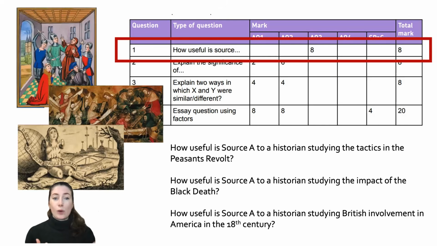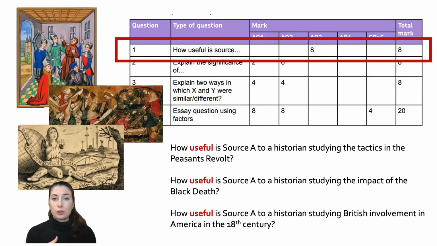So questions will look like this. How useful is source A to a historian studying the tactics in the Peasants' Revolt? How useful is source A to a historian studying the impact of the Black Death? That's for medicine. And finally, for migration, how useful is source A to a historian studying British involvement in America in the 18th century? And you'll be given the source in an insert booklet, which will be with your paper. Now, you might have a written source, you might have a picture source, whatever it is, you have to deal with it in the same way.